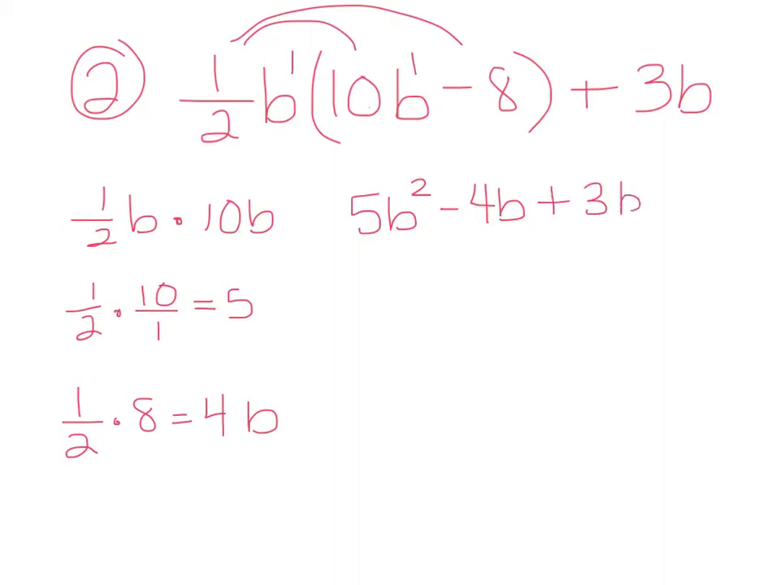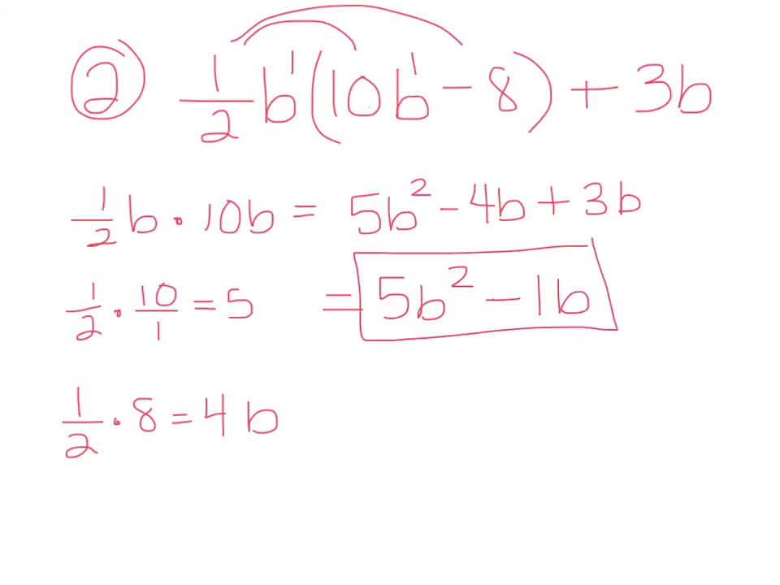Now if you look at this problem closely, we have like terms. We have a negative 4b and a 3b. So we're going to combine those like terms. The 5b squared stays the way it is, and negative 4 plus 3 becomes negative 1b. So there's your answer. Remember, minus 1 is the same as plus a negative 1.